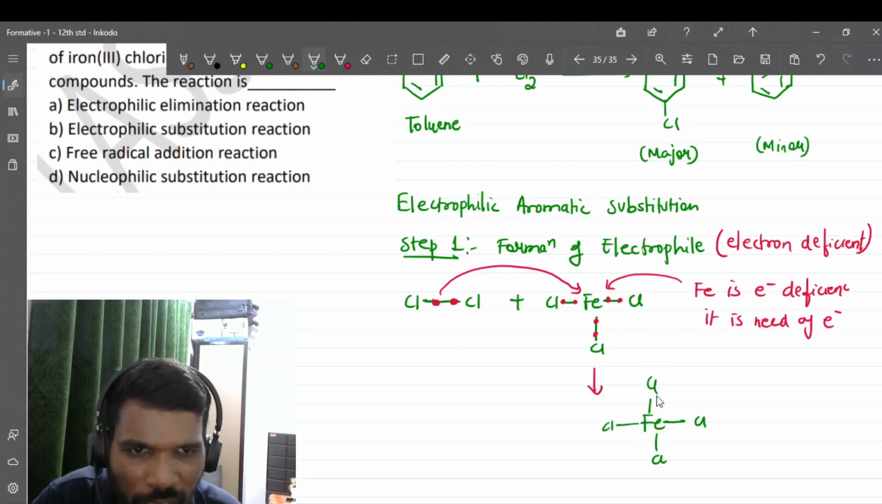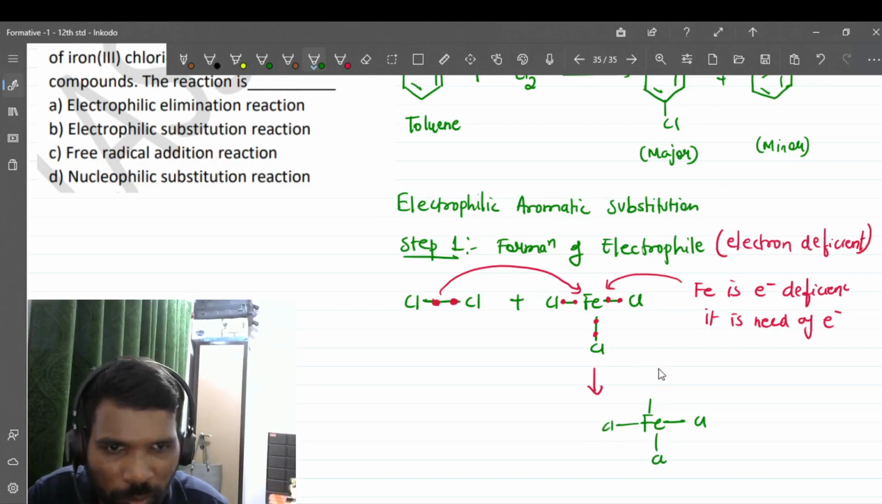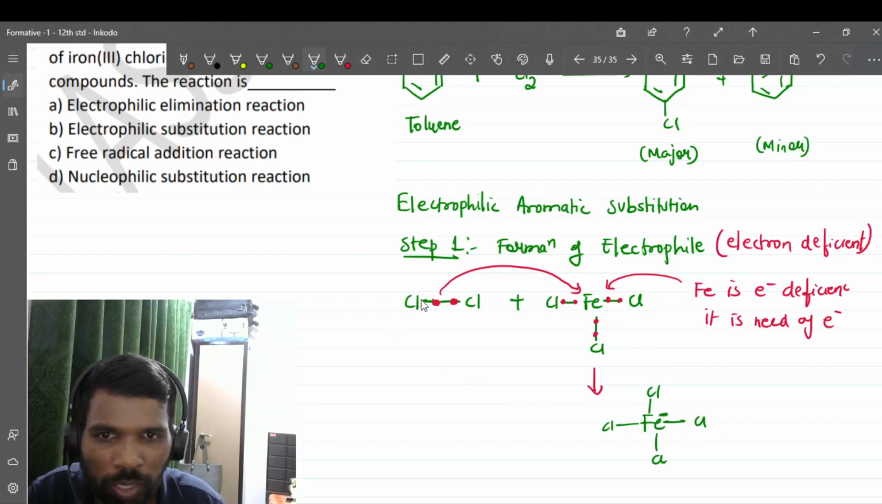Just take care, my Cl looks like a U. Please try to understand. This is Cl. So now this is minus. Now who is losing? One extra chlorine is there. This chlorine is the plus. So this is my electrophile now. This is what the electrophile is.